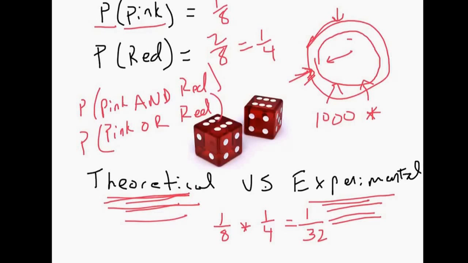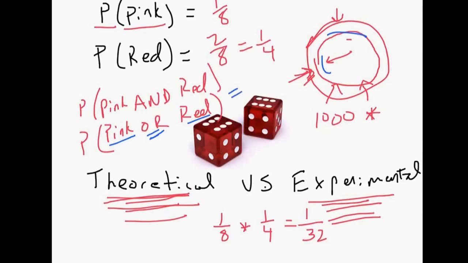Vastly more likely would be the possibility of getting pink or red in one spin. If you look at the red, that's 1/4 or 2/8. The pink is 1/8. So our probability of getting pink or red is that 3 sections out of the 8 are either pink or red. This is a one spin deal, and in one spin, 3 times out of 8 spins, you are likely to get either pink or red.